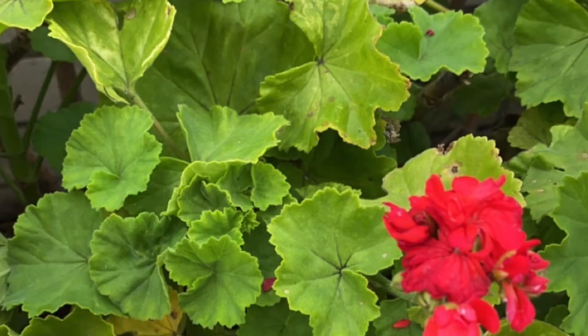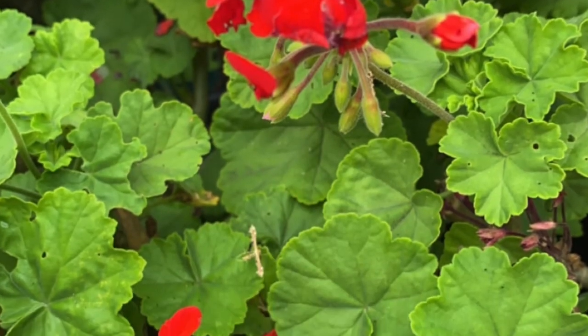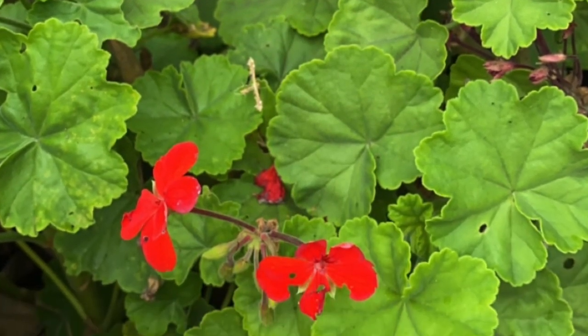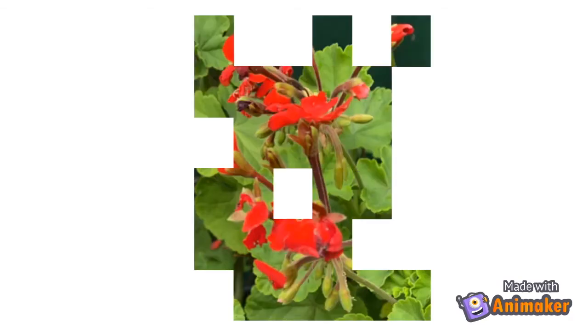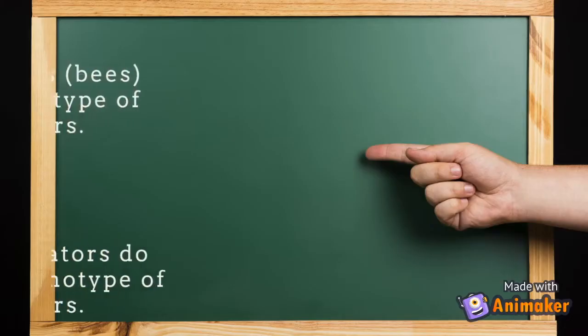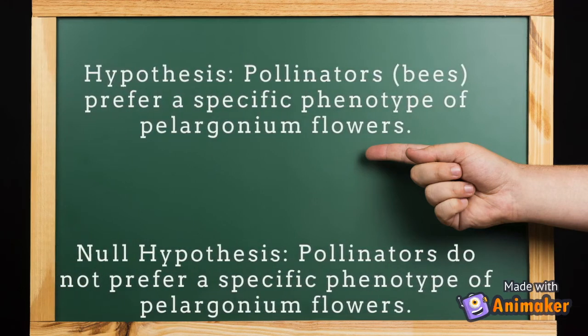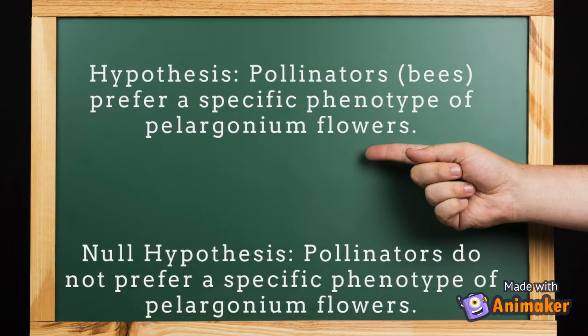I propose that the bees will prefer a specific phenotype of the pelargonium flowers, in particular the red pelargoniums. This is due to the fact that red is an abundant color in many flowers, and in particular, red geraniums are highly abundant. This leads to the formulation of the following hypothesis. The alternate hypothesis is pollinators or bees prefer a specific phenotype of the pelargonium flowers. The null hypothesis is pollinators or bees do not prefer a specific phenotype of the pelargonium flowers.